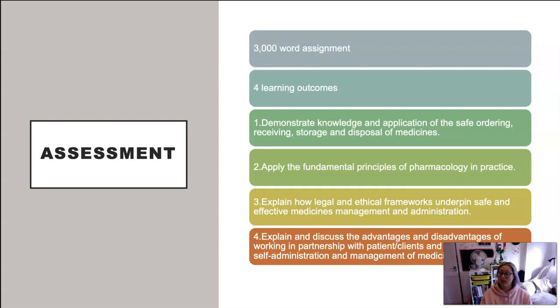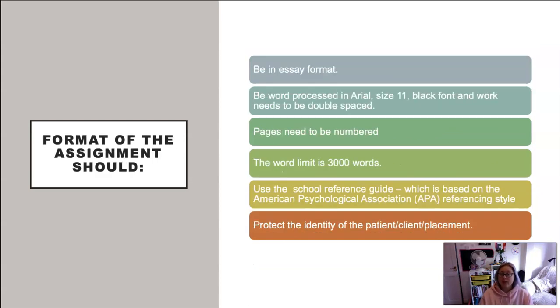So I'm going to start talking through how this assignment is actually going to be put together and what I'm actually expecting from you. The assignment should be in your traditional essay format. It should be word processed in Arial size 11 or 12, black font, and your work needs to be double spaced. All your pages need to be numbered and your word limit is 3,000 words. Obviously this is plus or minus 10%, so it could be 2,700 or 3,300.